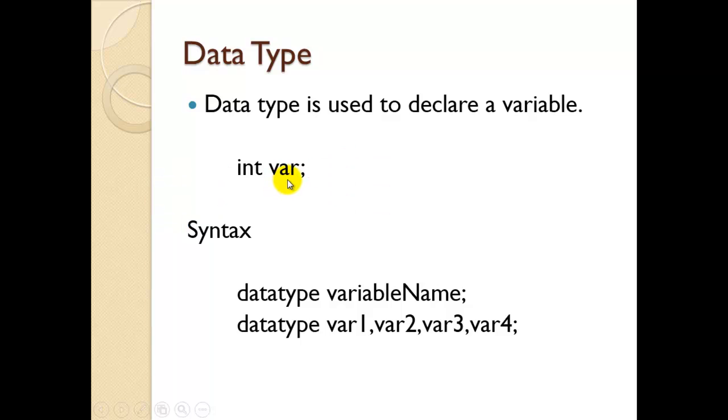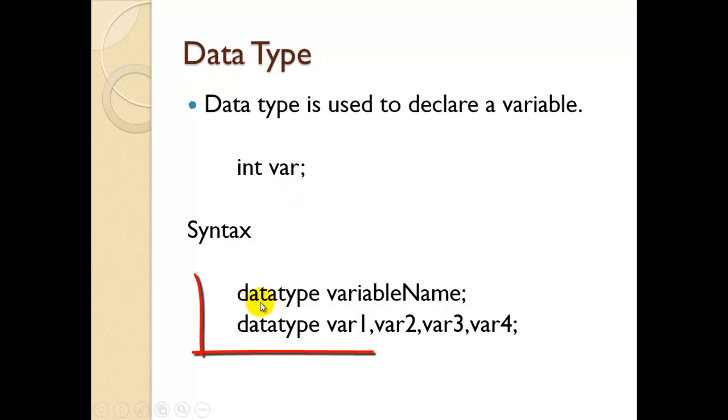We can assign any name to the variable, but using certain rules: a number should not appear at the beginning of a variable name. We cannot use any special character in the variable name. We can only use underscore in a variable name. We cannot use space in a variable name. So there are certain rules which we have to follow while declaring any variable.